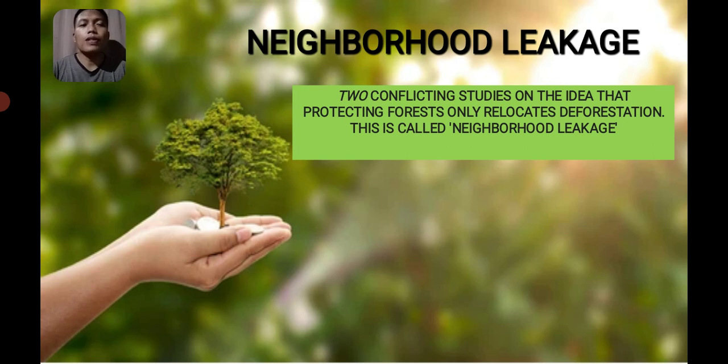This time I will continue to report our topic on other methods of forest protection. First, we have neighborhood leakage. Two conflicting studies on the idea that protecting forest only relocates deforestation. This is called neighborhood leakage.